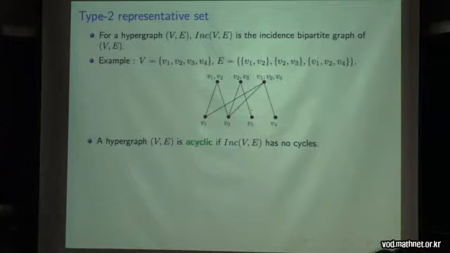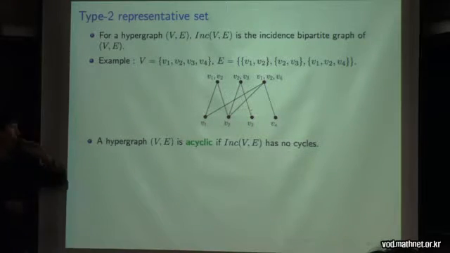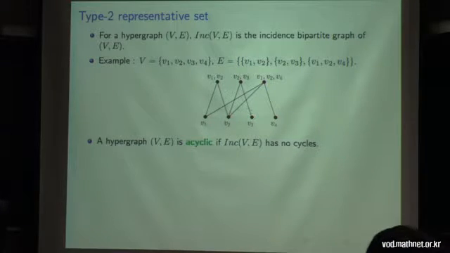Like I introduce another type of representative set using this technique. So you have a hypergraph V and E, where E is just a set of subsets of V. And I define an incidence bipartite graph where you have vertices and edges, and you put an edge if the vertex is included in the hyperedge, like this. And we say that this hypergraph is acyclic if this incidence graph has no cycles.